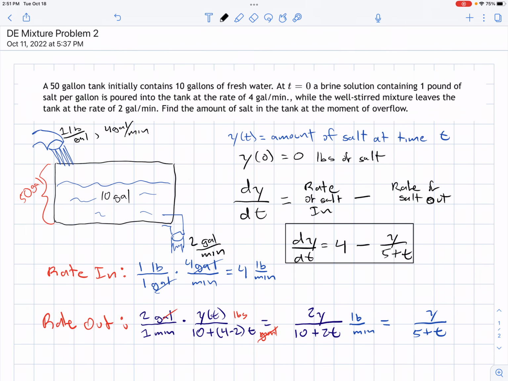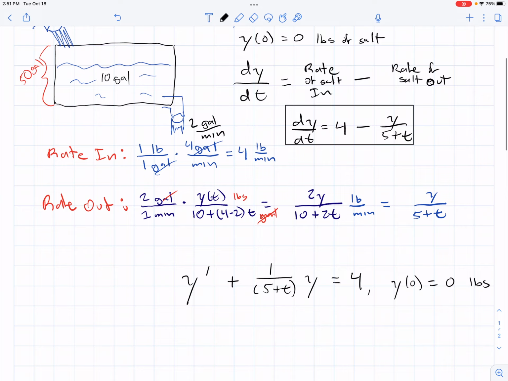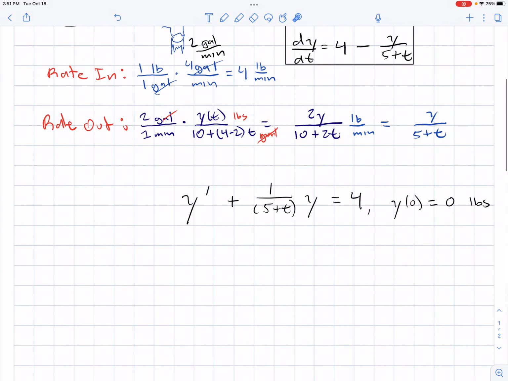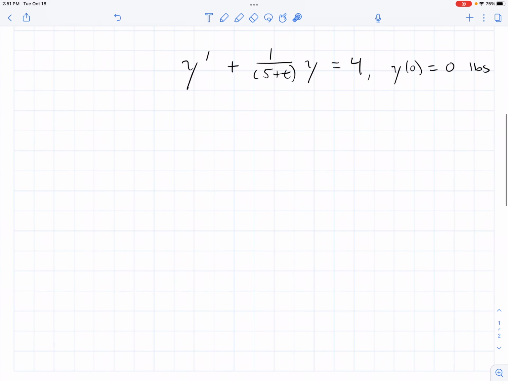And we have our initial condition, so we can solve this now, and that's what we're going to do. I rewrote dy/dt as y prime. I also got it in this form, which is the form we want if we're going to use an integrating factor, which I am going to do this time.